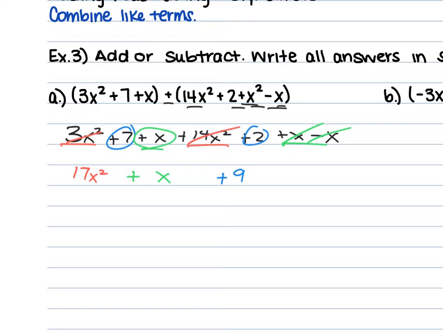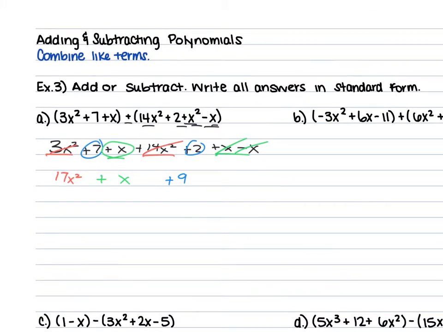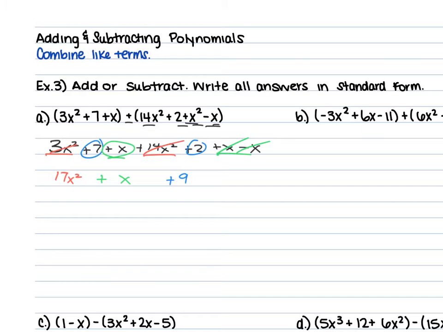Is this written in standard form? Yes, it is decreasing in powers. So now let's go through. It says write all answers. We just need to add or subtract. They didn't ask me to name the degree or anything like that. I didn't need to here. Did I do something wrong?